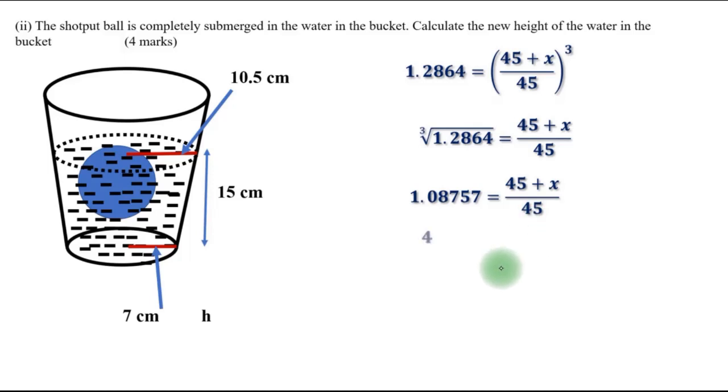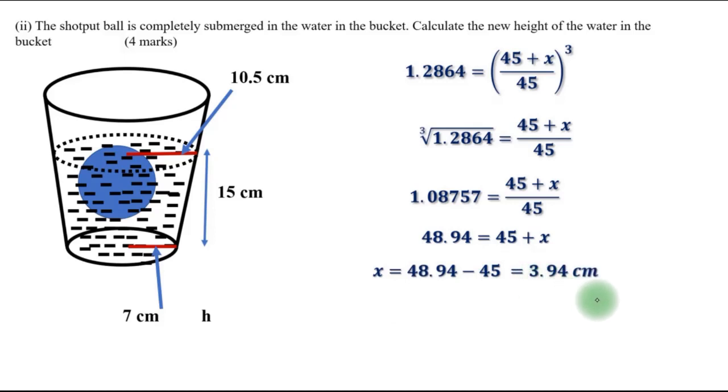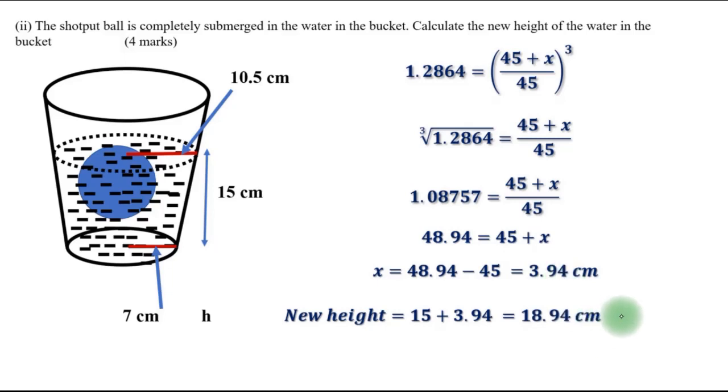Multiply both sides by 45, we shall get 48.94 will be equal to 45 plus x. So subtract 45 on both sides, so we shall get 48.94 minus 45, which will be equal to 3.94 centimeter. So that is the value of x. So to get the new height, we add. Now we add, here it is 15, now plus 3.94. So the new height will be 15 plus 3.94. We get 18.94 centimeter.